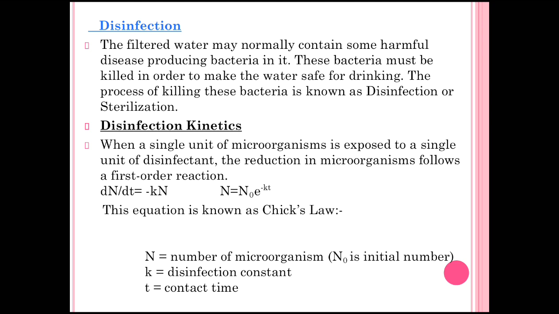Now the equation of the first order reaction is dN/dt = -kN, or you may write N = N0 e^(-kt). This equation is also known as Chick's law, where capital N is the number of microorganisms present in the water, N0 is the initial number of microorganisms present in water, k is the disinfection constant, and t is the time. This is the equation.